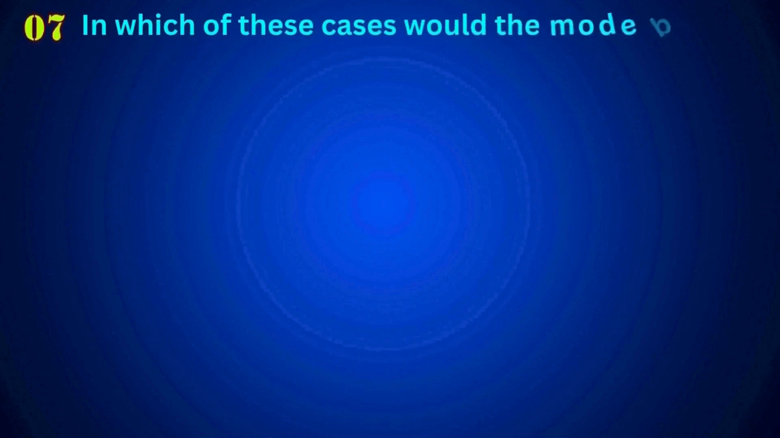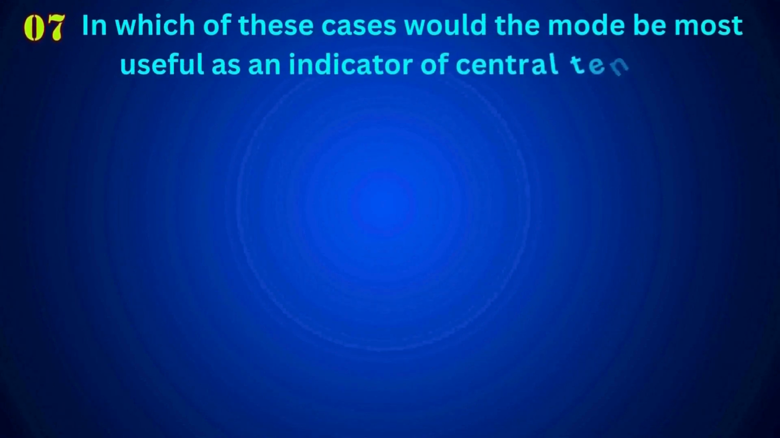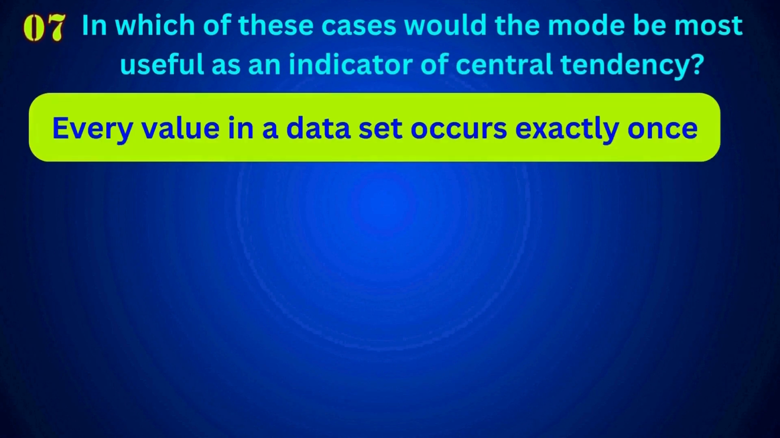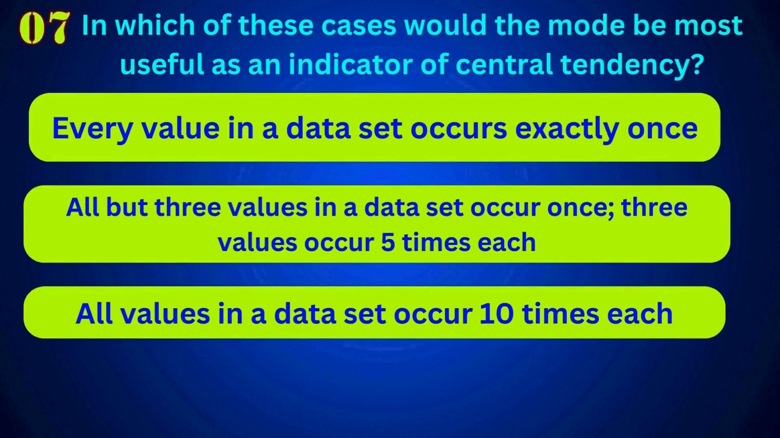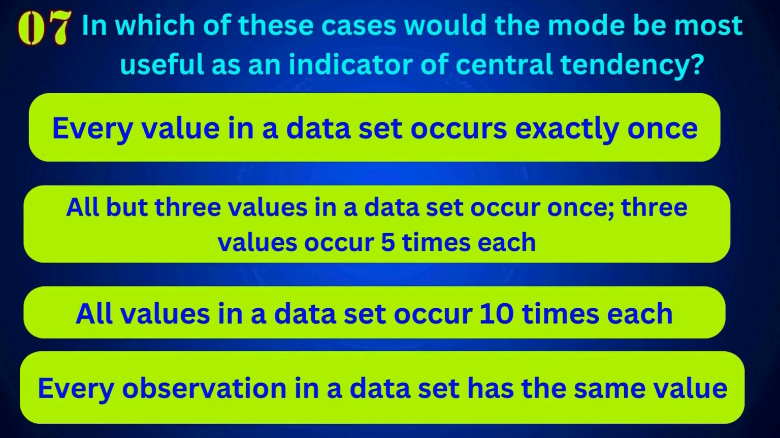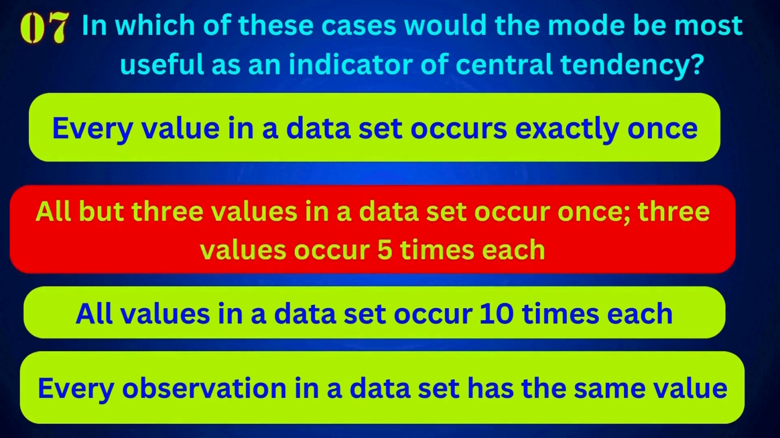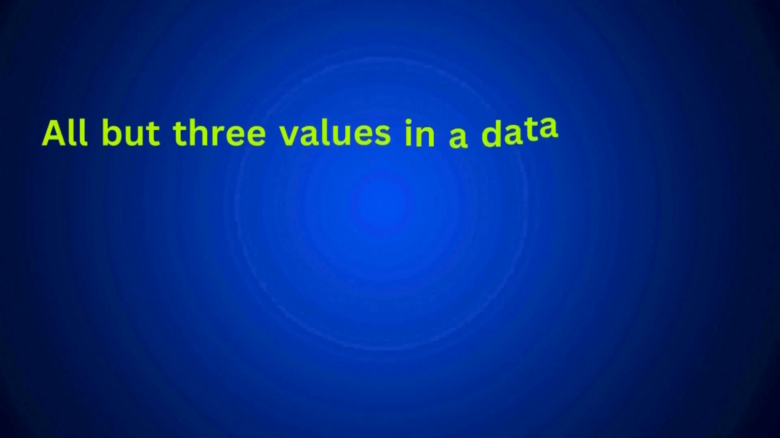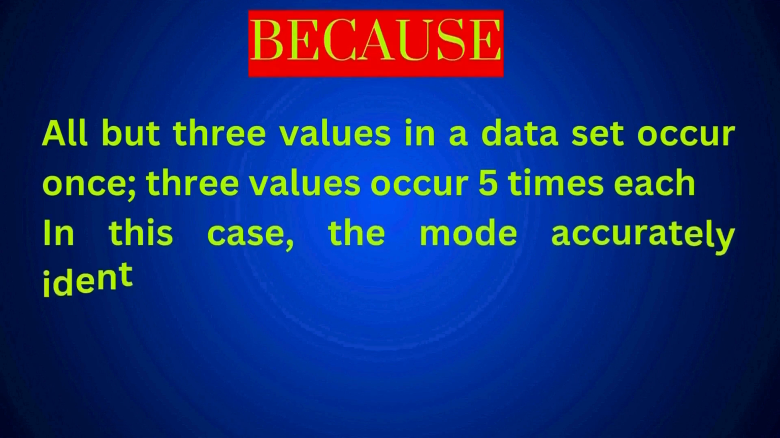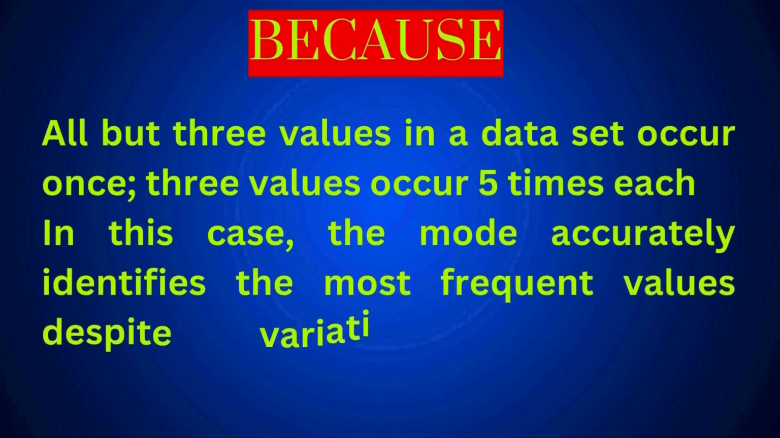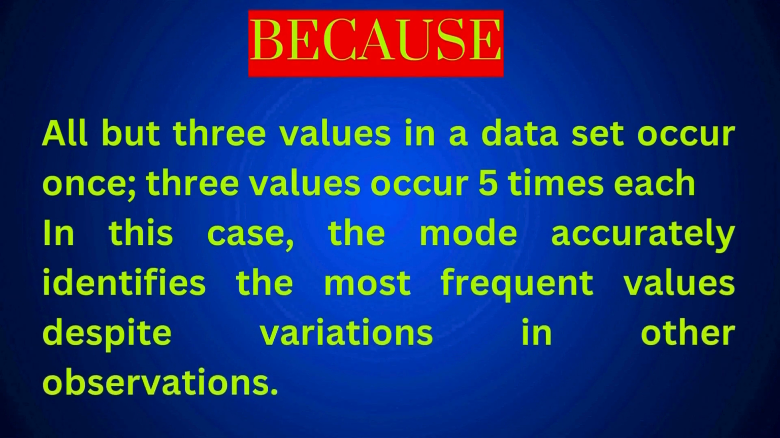In which of these cases would the mode be most useful as an indicator of central tendency? Options are: every value in a data set occurs exactly once. All but 3 values in a data set occur once. 3 values occur 5 times each. All values in a data set occur 10 times each. Every observation in a data set has the same value. Right option is: all but 3 values in a data set occur once, 3 values occur 5 times each, because in this case, the mode accurately identifies the most frequent values despite variations in other observations.